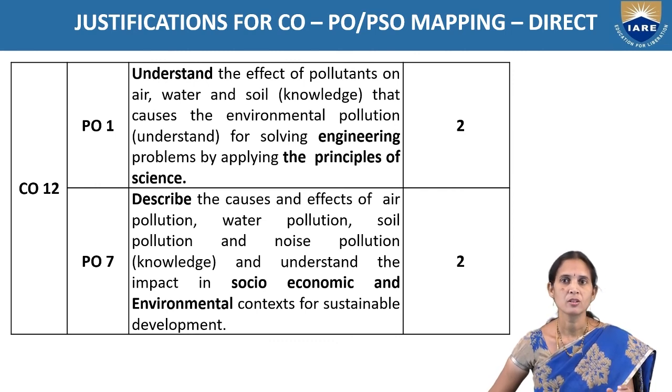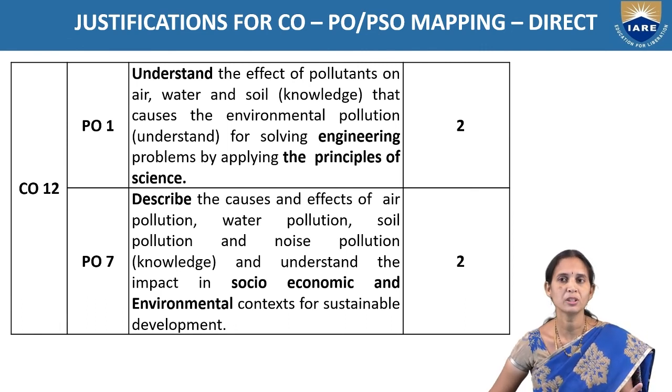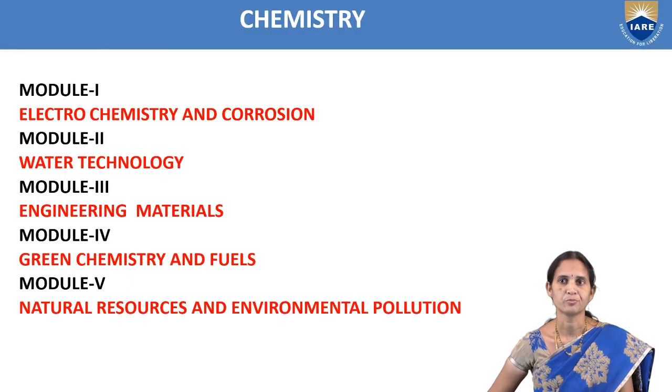CO12 mapping with PO7. Describe the causes and effects of air pollution, water pollution, soil pollution and noise pollution. So they will learn about the different types of pollution and understand the impact in socio-economic and environmental context for sustainable development. And here we are giving number of vital features 2 only, because here also no derivation part, no mathematical expression, no formulas are there. So we are giving number of vital features 2 for the mapping of CO12 to PO7.